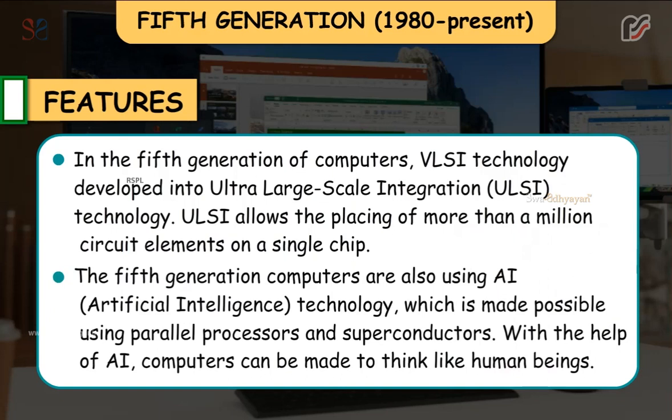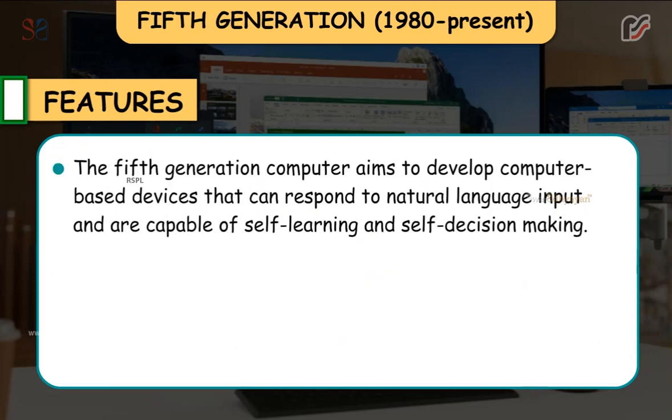The fifth generation computers are also using AI, artificial intelligence technology, which is made possible using parallel processors and superconductors. With the help of AI, computers can be made to think like human beings. The fifth generation computer aims to develop computer-based devices that can respond to natural language input and are capable of self-learning and self-decision making.